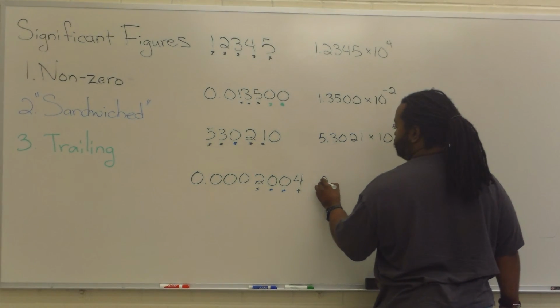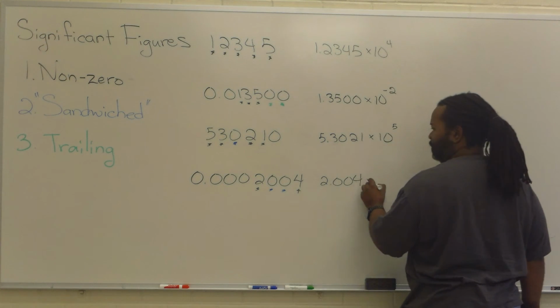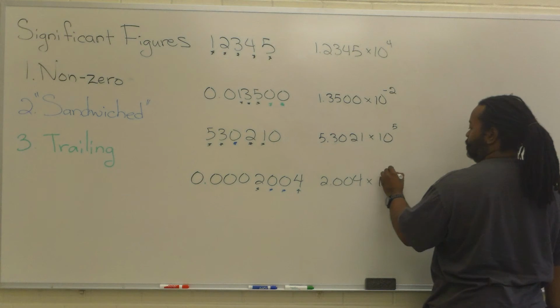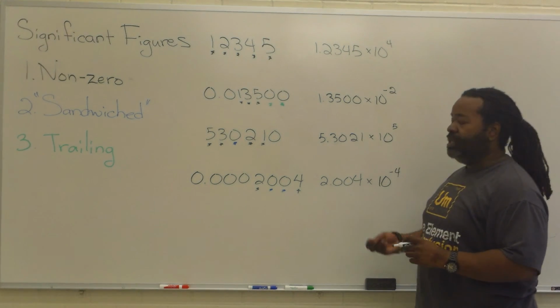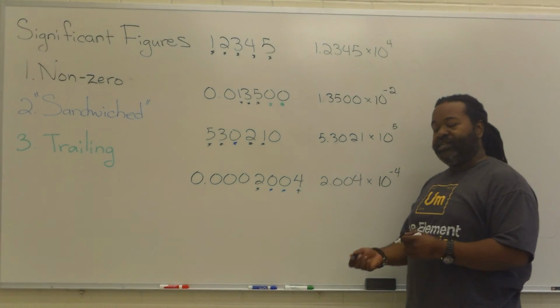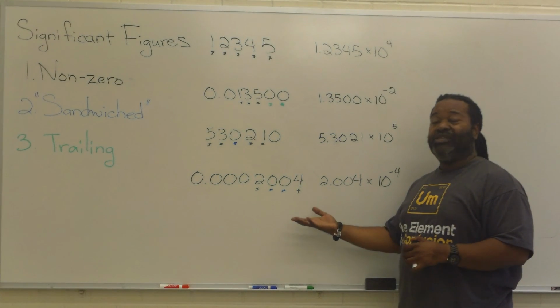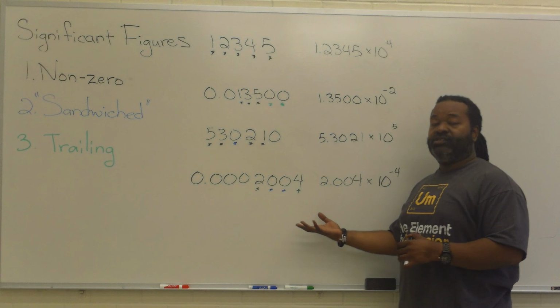And finally, in this case, I move 1, 2, 3, 4. And this use of scientific notation in writing out our numbers reduces the ambiguity in determining how many sig figs you actually have.